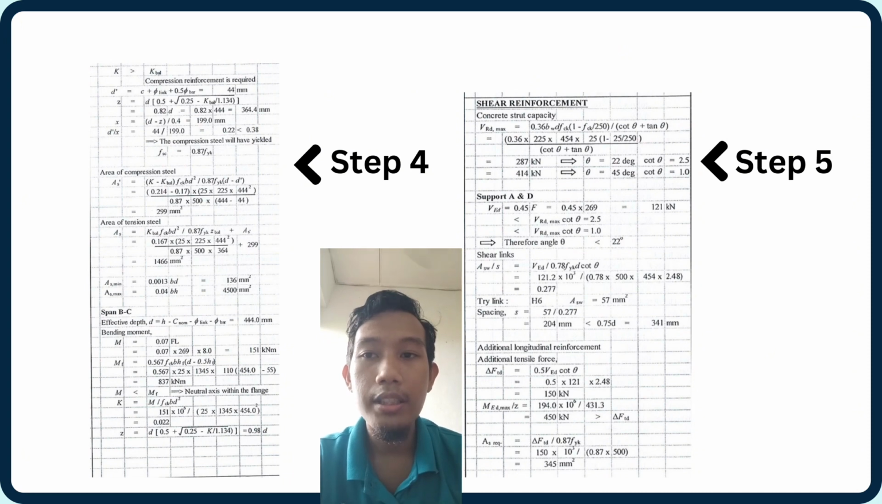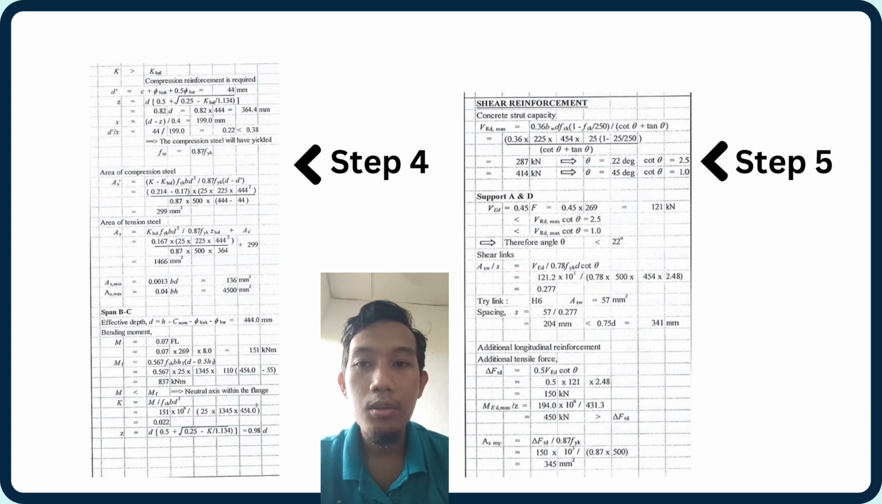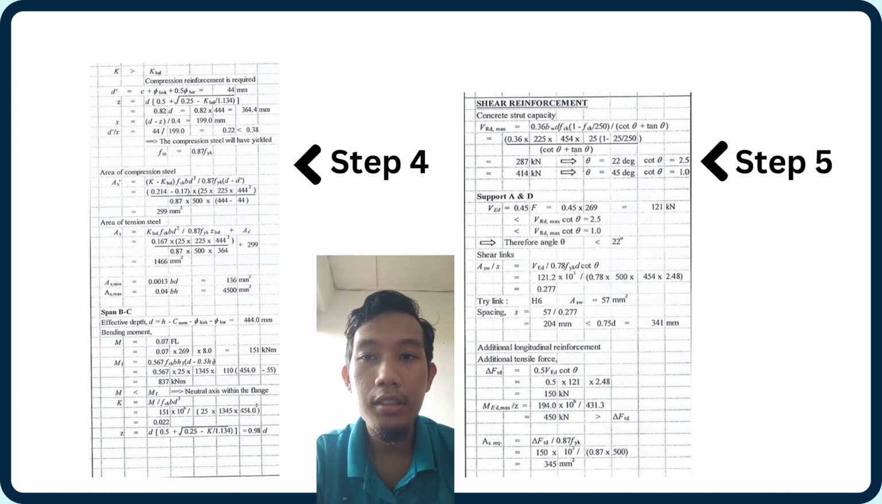For support A and D, VEd is smaller than VRd max cot theta 2.5 and also smaller than VRd max cot theta 1.0. Therefore, angle theta is 22 degree. As for shearing, Asw over s is 0.277. So try H6, Asw equals 57 mm square. As for spacing, 204 mm smaller than 0.75d equals 341 mm.